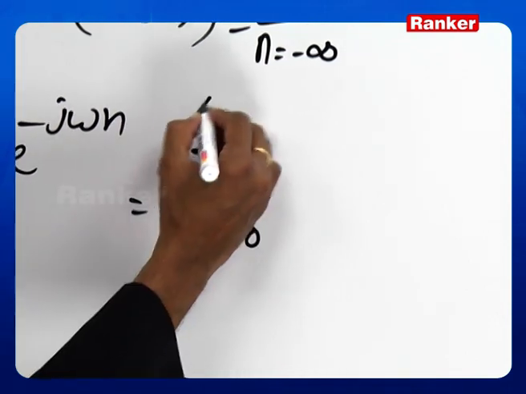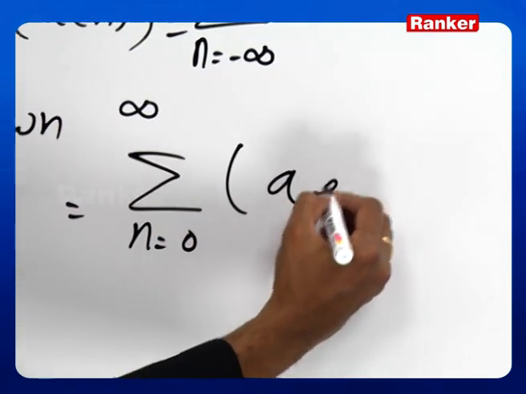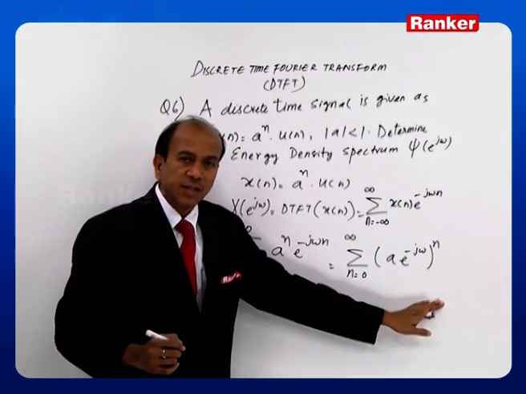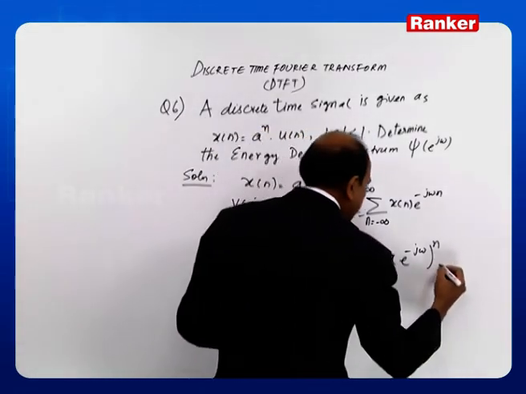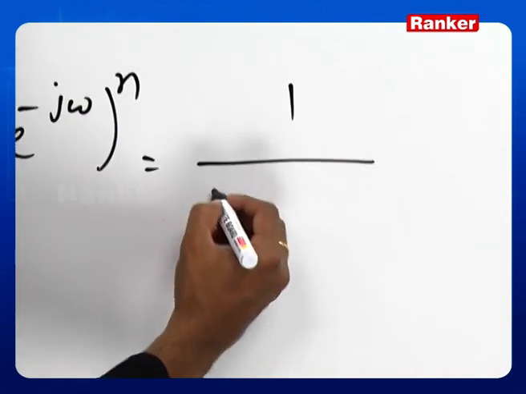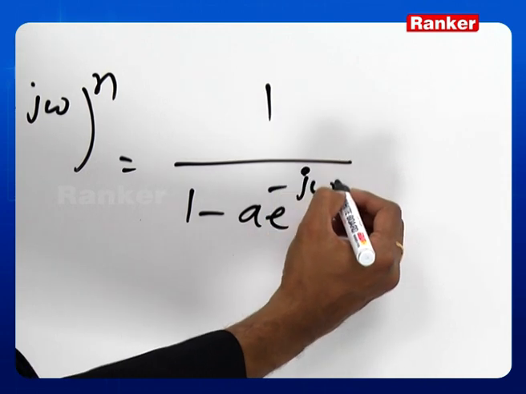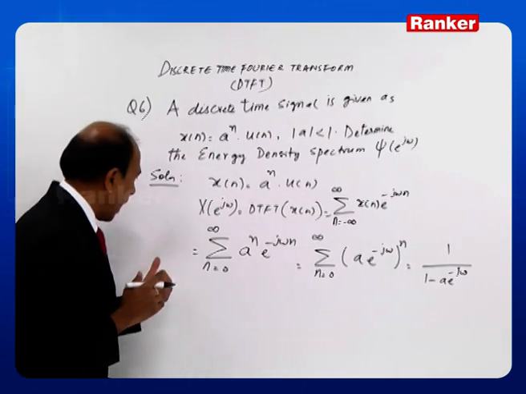So, this is equal to the summation from n is equal to 0, and I can write this as a e to the power of minus j omega whole to the power of n. As you are aware, this is nothing but equal to 1 by 1 minus a e to the power of minus j omega. Okay. So, this is the X of e to the power of j omega for us.